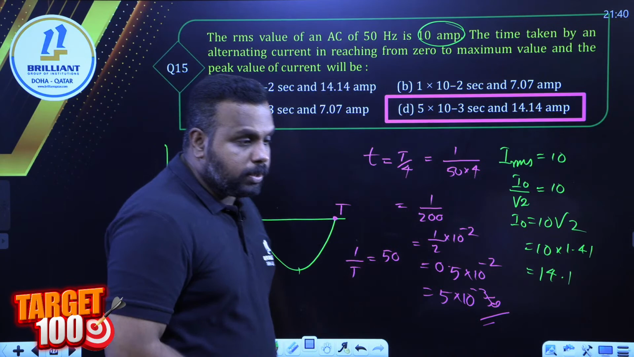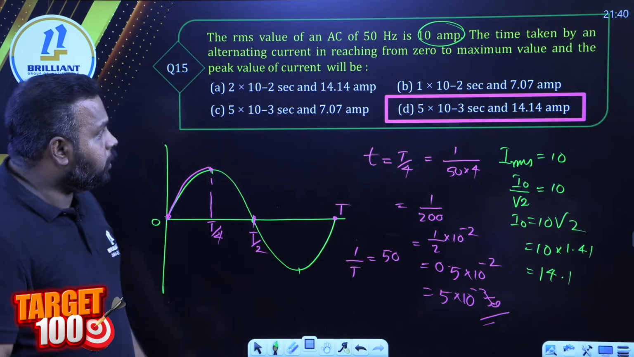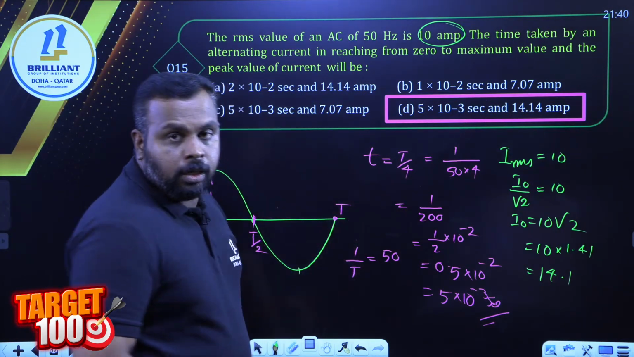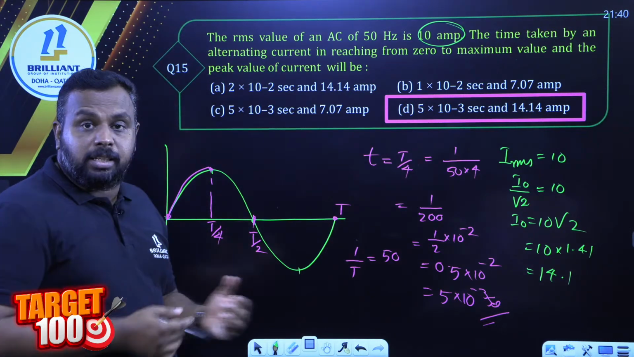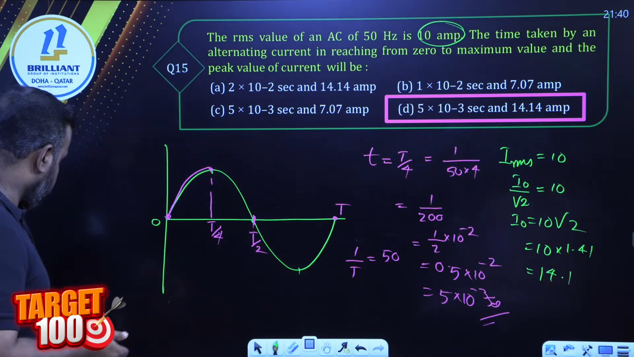If any doubt, you can ask me. Yes, I can see the right comments from many students. Very good. Is it clear? If they are asking the time taken to complete a half cycle, it will be T by 2. In any way they can ask a question, so please note this point.